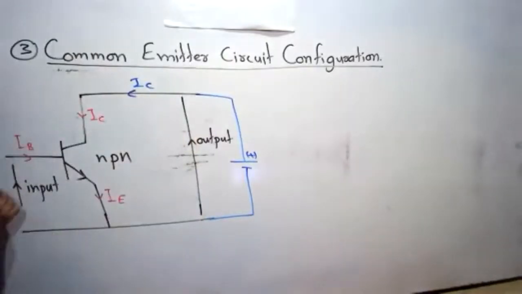Similarly, IB current flows in. To send a current into this direction, positive terminal of a battery should be connected like this. So that's how we connect the batteries. Draw the circuit.